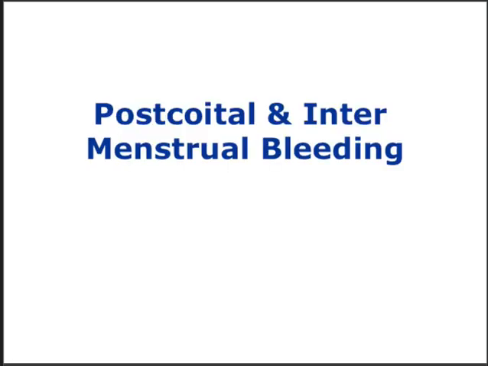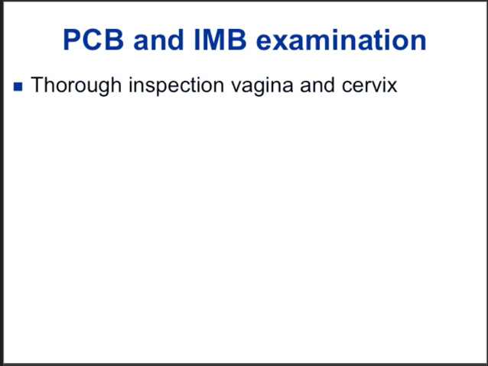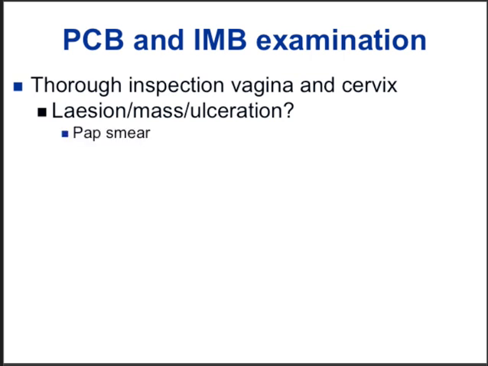Next topic is post-coital and intermenstrual bleeding. On examination, it is important that we thoroughly inspect the vagina and the cervix in particular, and we ask ourselves, do we see a lesion anywhere, a mass or even ulceration? It's probably appropriate to repeat the pap smear, if not recently done.